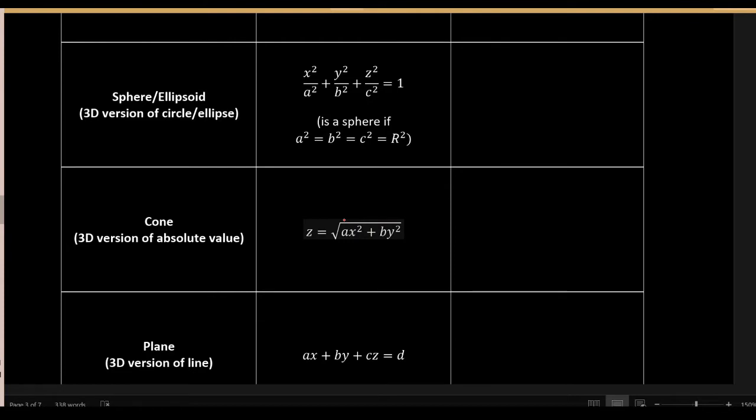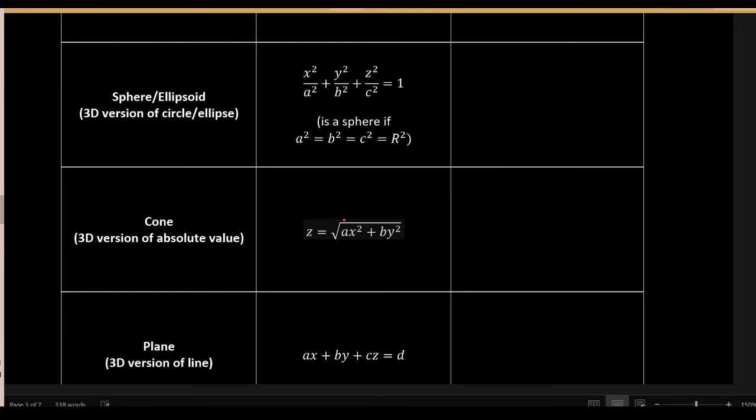Now an ellipsoid contains spheres as a special case. A sphere is just an ellipsoid where the amount of stretch in every direction, x, y, and z, is the same. So you get a consistent radius in every direction. Whereas an ellipsoid, just like an ellipse, allows you to be stretched out a little further in one direction than in another.